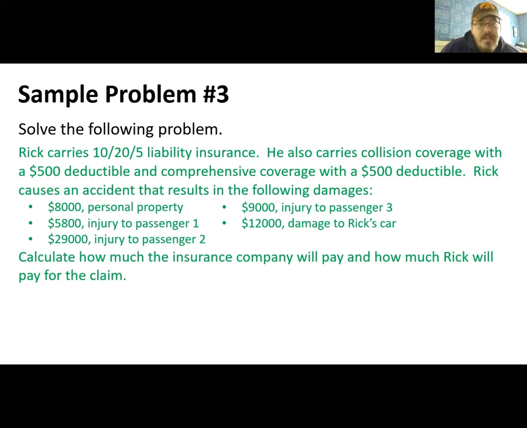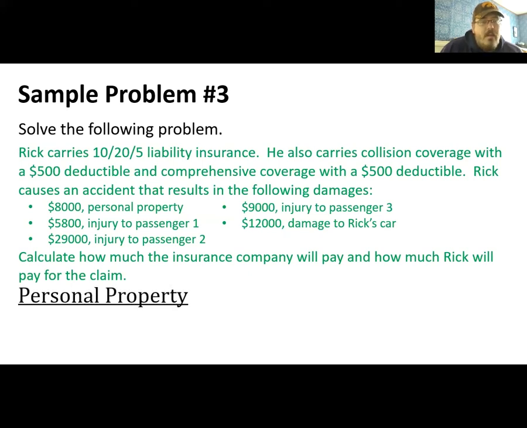Now, Rick causes the accident, so his insurance company is going to have to pay part of the damages. But again, based on his coverages that he's purchased, will have an impact on how much they're going to pay. So we have to go through and figure this out. This can be a little bit challenging, so be careful as you go through and do it. So let's start with the personal property.